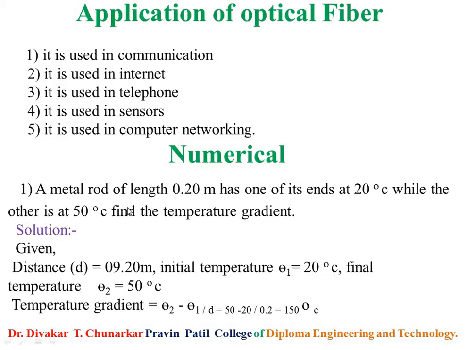Again I revise this numerical problem. We are given 0.2 meters. This is the length, or this is D. D is the distance between the two temperatures. The first temperature given is theta 1, that is 20 degrees Celsius, and theta 2 is 50 degrees Celsius. So our formula for temperature gradient is (theta 2 minus theta 1) upon D. So (50 minus 20) upon 0.2 meters, so that is 150 degrees Celsius per meter.